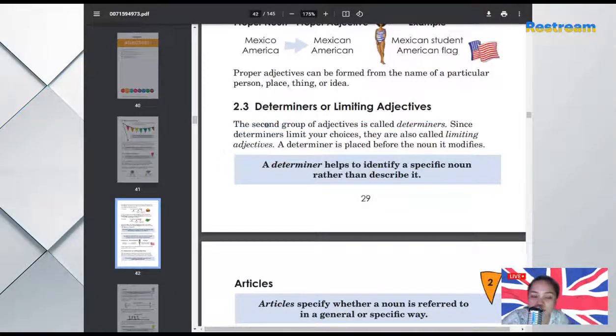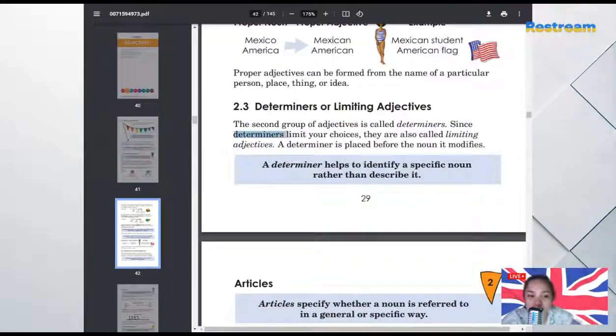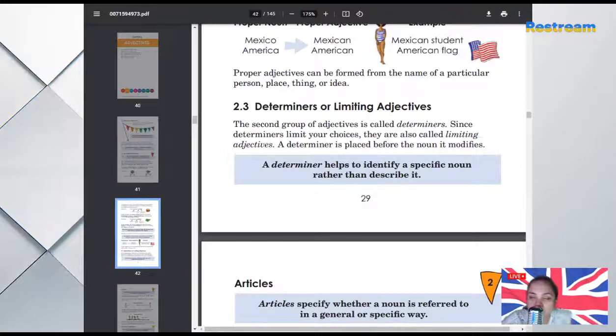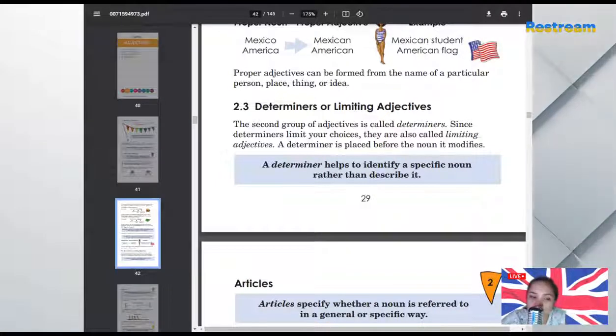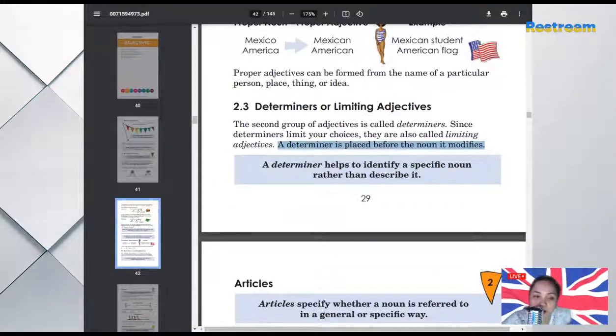Alright, so we have here the continuation. Since determiners limit your choices, they are also called limiting adjectives. From the word itself, limit the choices, so it is called the limiting adjectives. A determiner is placed before the noun it modifies. Later on, I will show you some examples.